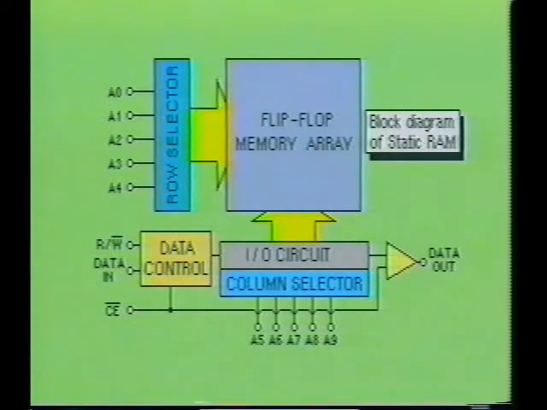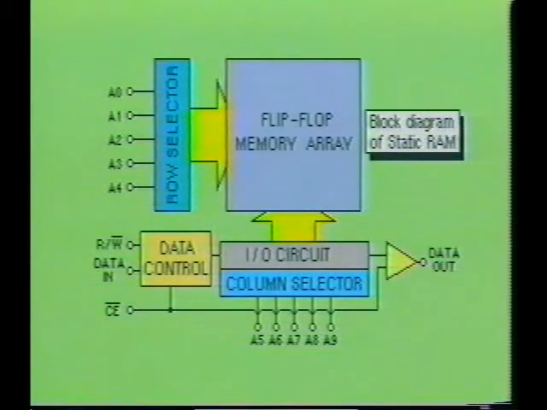The memory organization used within the static RAM is similar to that used in the read-only memory devices. As you can see, the static RAM uses a row selector section which also contains decoder circuitry, a column selector section which also contains decoder circuitry, data control and input-output control circuitry, and a memory array of semiconductor devices.